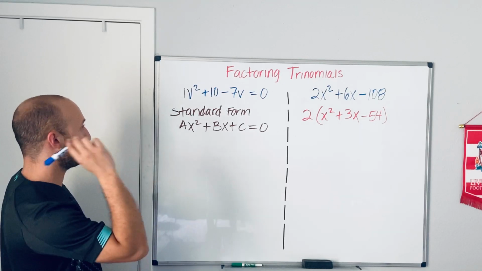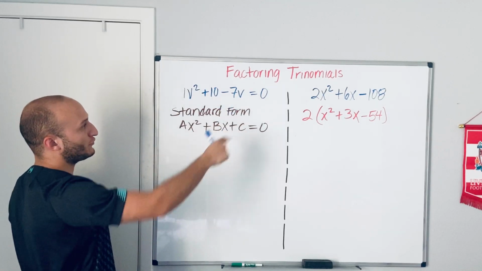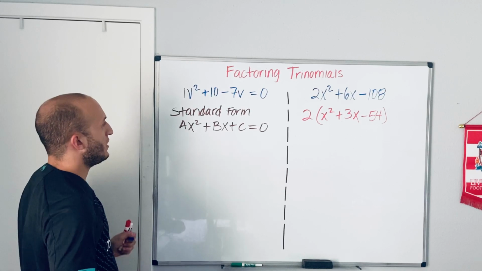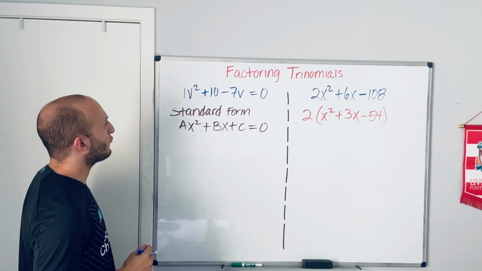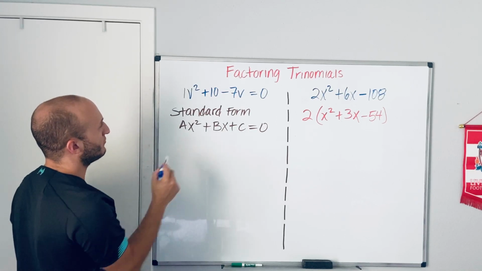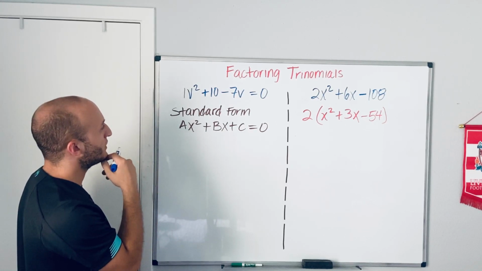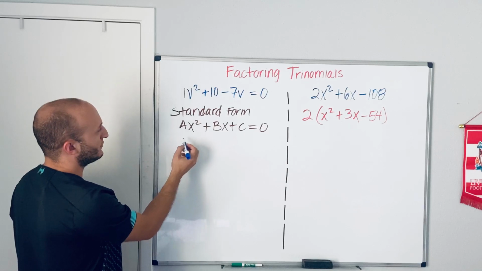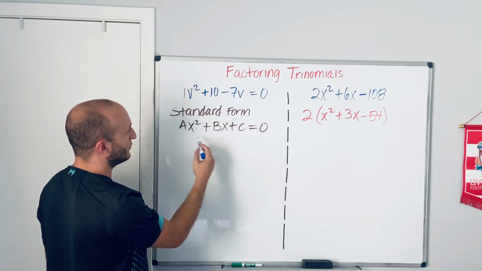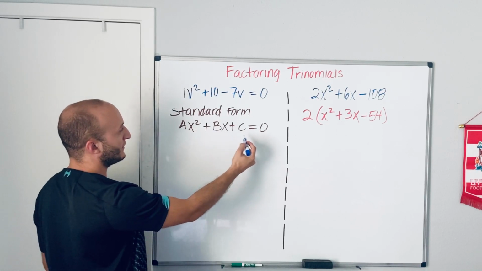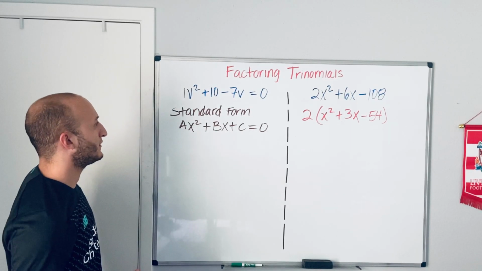So factoring trinomials, I have two sets of trinomials here. And the first thing I have to do is write them in standard form. So let's make sure they're in standard form, which is from highest degree and descending from there on. So x squared, x, and then your constant.